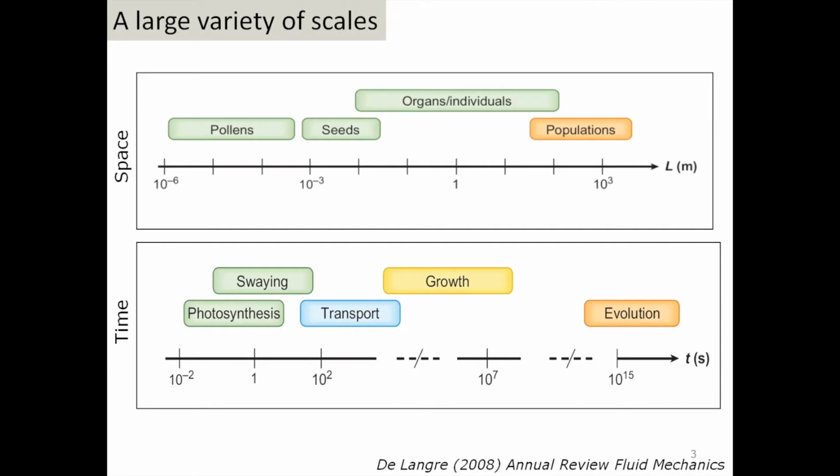In terms of time scales, some things happen very quickly in plants, like photosynthesis, which is on the scale of 10 to the minus 2 seconds. If you think of swaying, we are in the hertz range, so in the second time scale. If you think of growth, this is years sometimes, of course. If you think of evolution, people have worked also on the effect of wind on evolution, you'll have, of course, a much larger time scale.